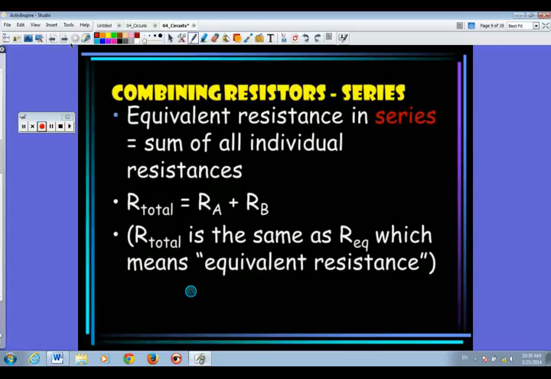Combining resistors. What happens if you have more than one or two? Well, in a series circuit, the equivalent resistance, or the total resistance, is simply you add them up. First one plus the second one plus the third one. So series resistors, you just keep adding up.